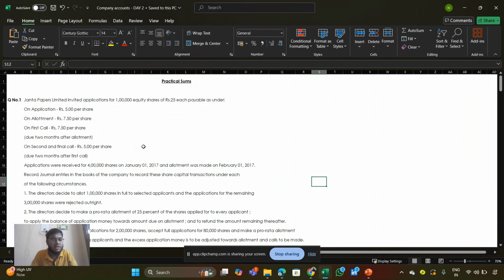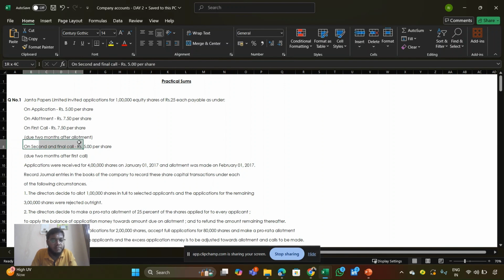Okay, this is a lengthy sum which includes three alternatives. Janta Papers Limited invited applications for 1 lakh equity shares of rupees 25 each, payable as under. 1 lakh equity shares, and the face value is 25 rupees. They have given the segregation of the amount: application rupees 5, allotment 7.5, first call 7.5, second and final call 5.